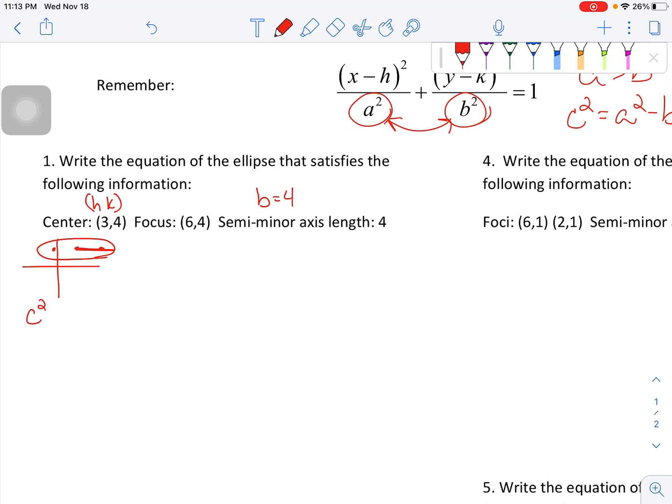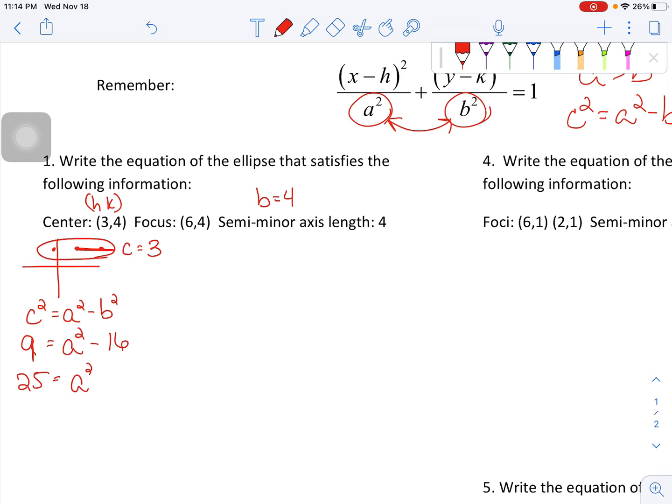All right, so let's go ahead and find the a value because we don't know that. So c squared is equal to a squared minus b squared. Let's see what we've got here. The distance from the center to one of your foci, one of your focal points, is going to be, in this case, 3. So that's going to tell me my c value. I was given the semi-minor length, so I know c and I know b. Let's find a. So this is going to be 9 is equal to a squared minus 16. I'm going to go ahead and add 16, and I'm going to know that a squared is equal to 25.